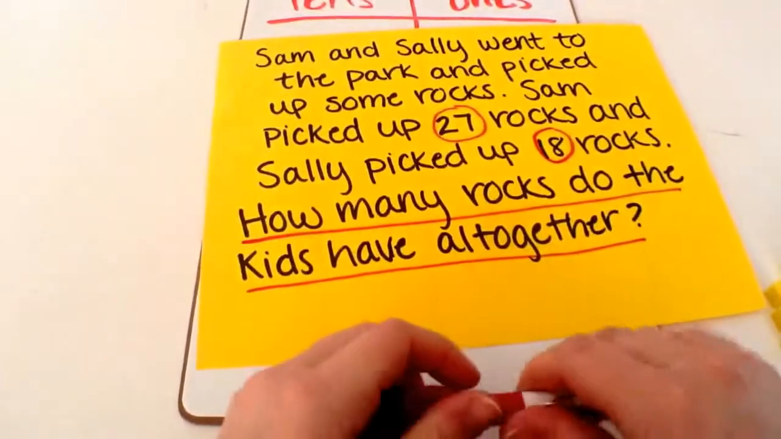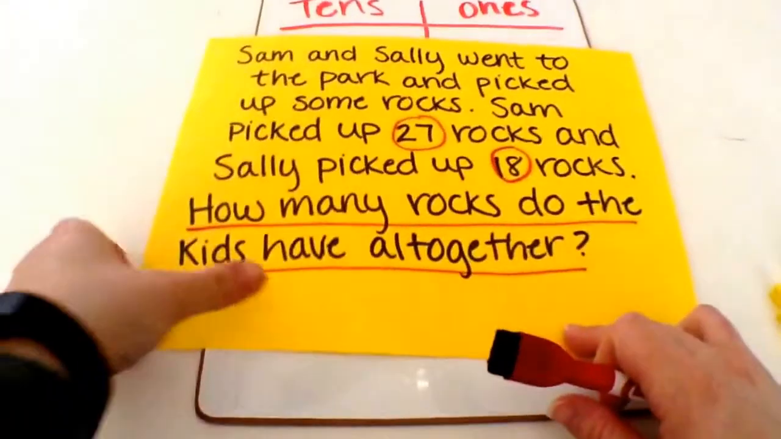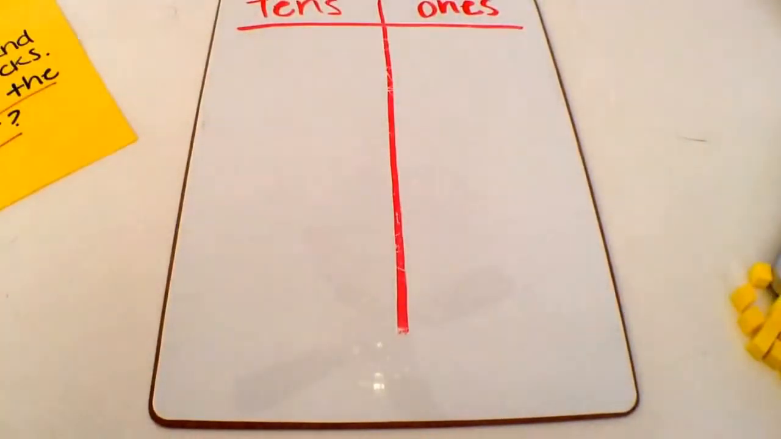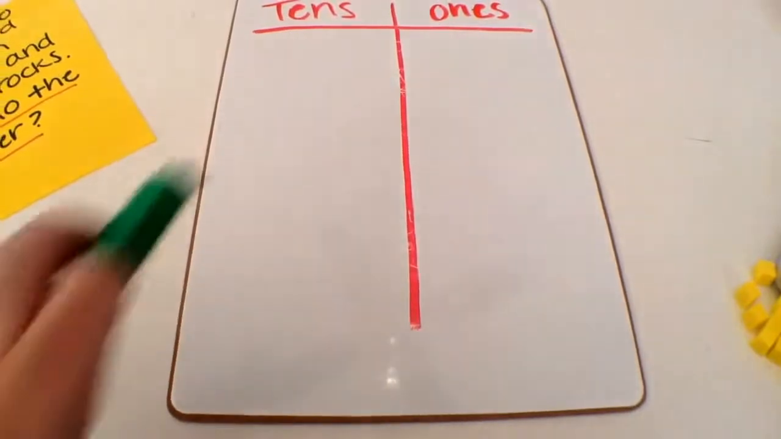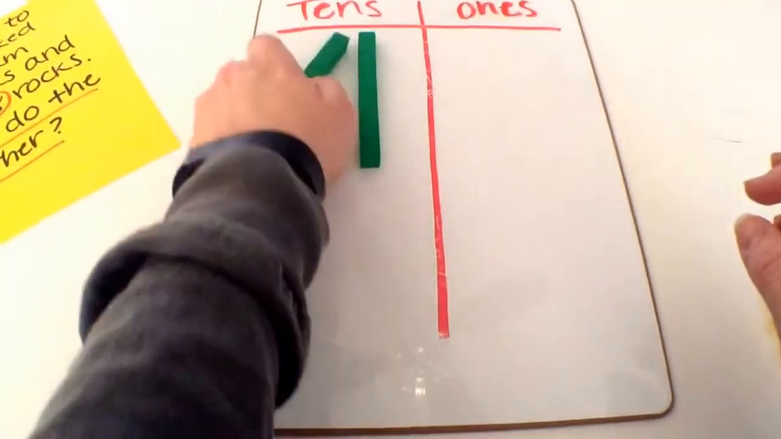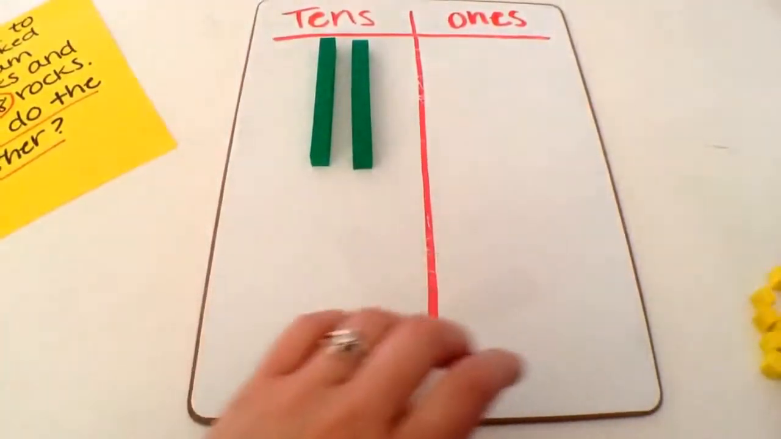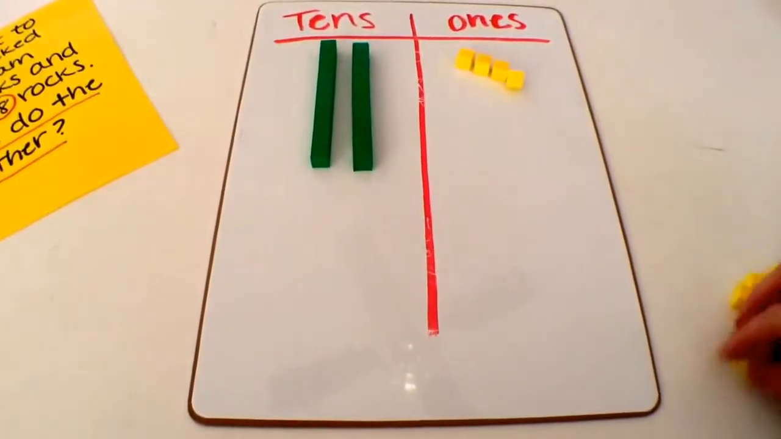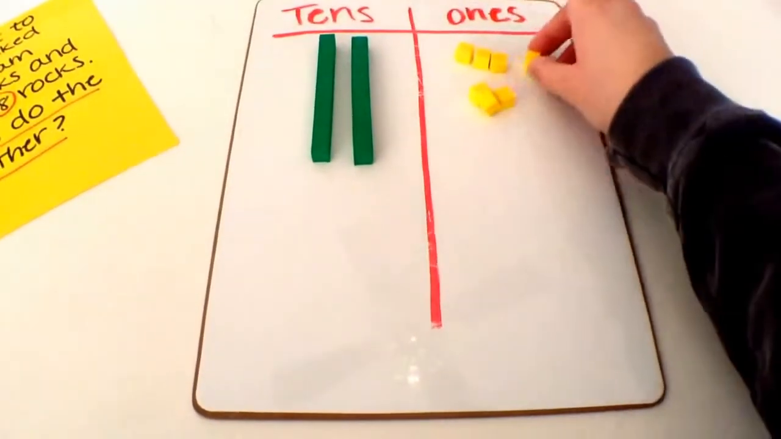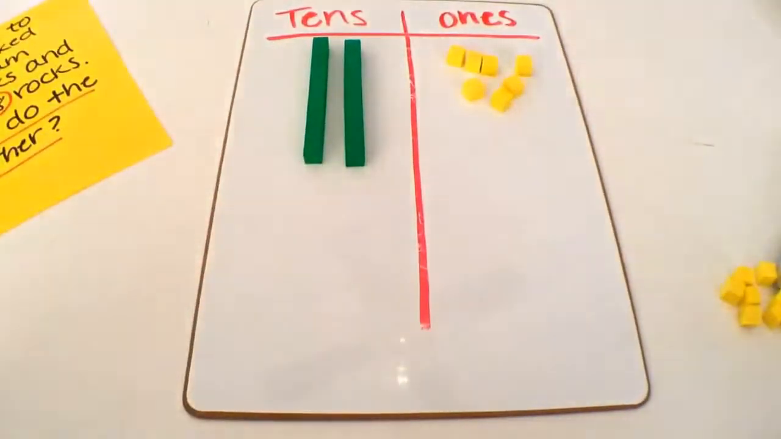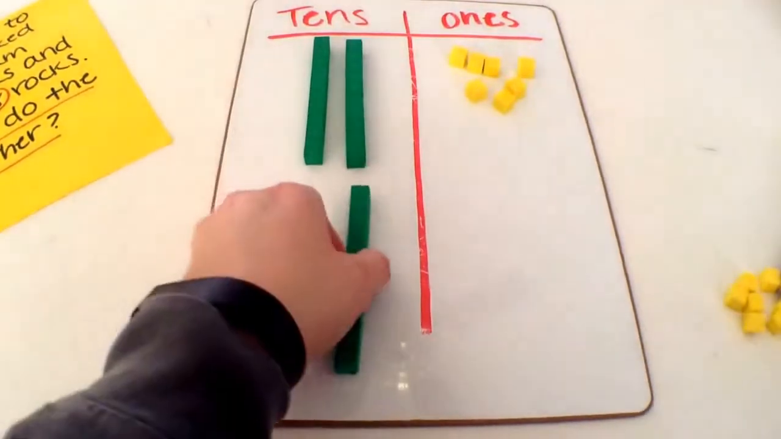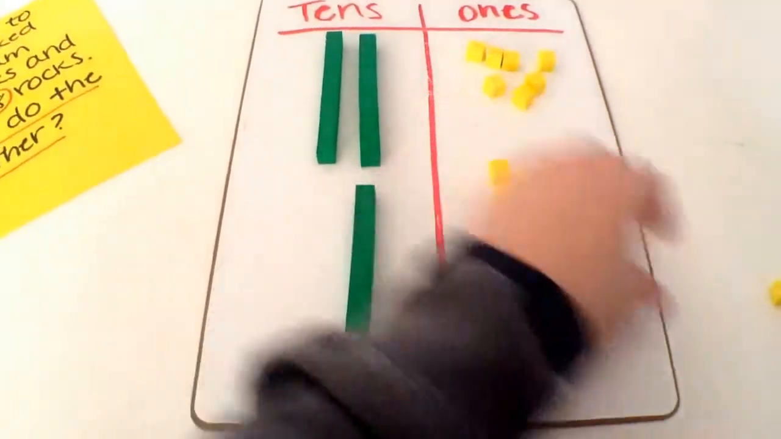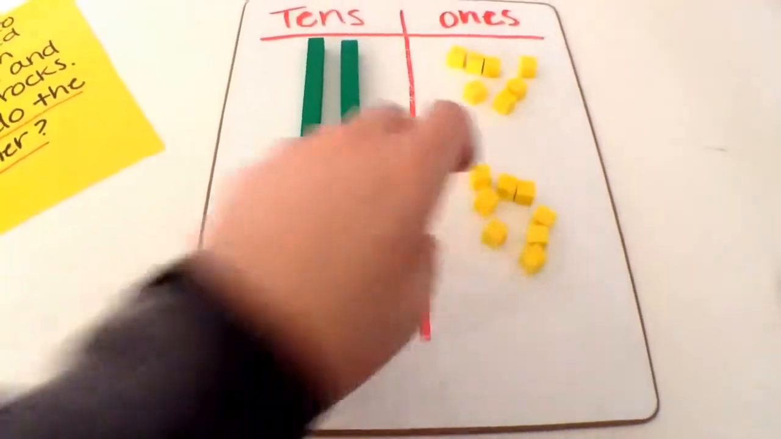Now that we know what we are trying to figure out, let's set up our model. So we know that Sam has 27 rocks. So we're going to use 2 of our 10s and 7 of our units or ones. So there's our 7. Okay, so we have 27. And we know that Sally picked up 18 rocks. So we're going to use 1 ten and 8 of our ones.